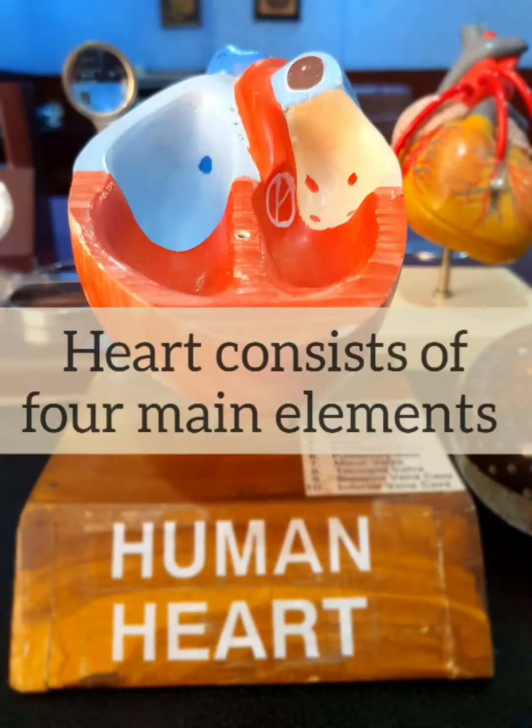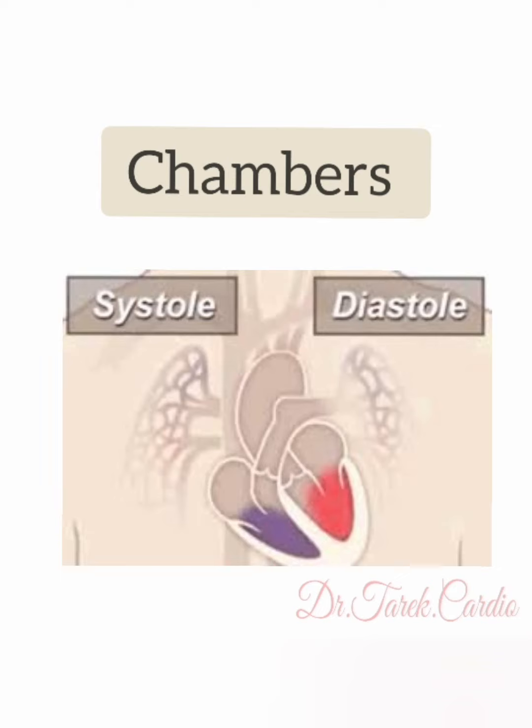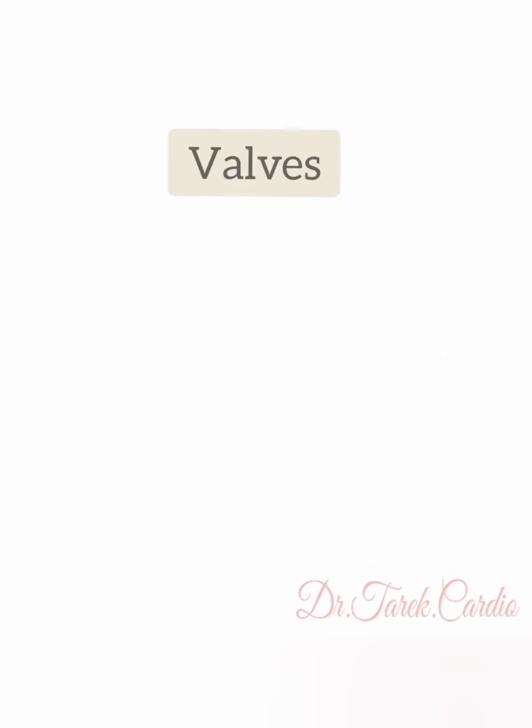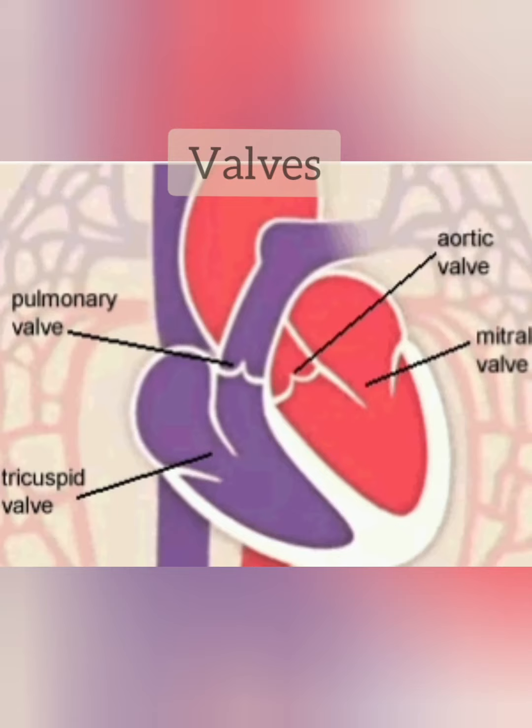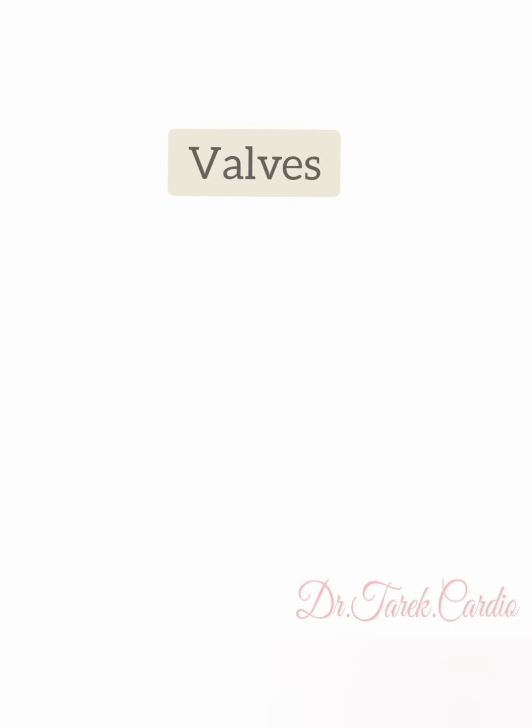The heart consists of four main elements. Chambers. Valves. Coronary arteries. Nerve conduction system.